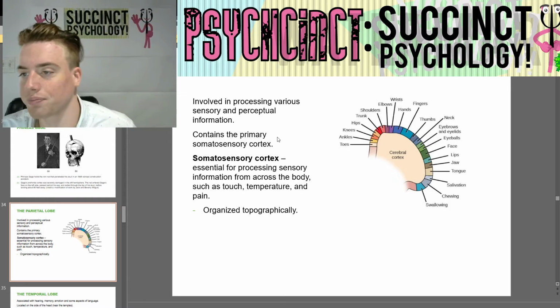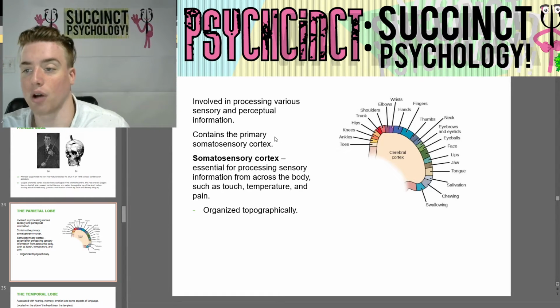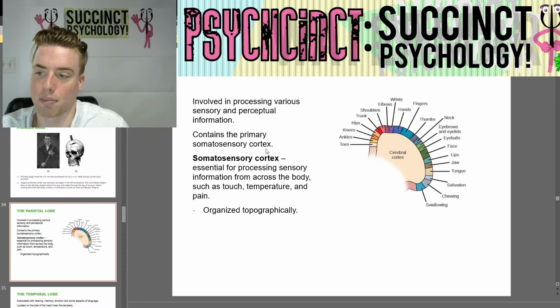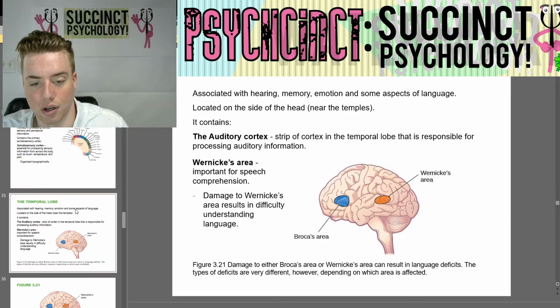So, continuing on, we have the parietal lobe. It is involved in processing various sensory and perceptual information. It contains the primary somatosensory cortex. Now the somatosensory cortex is essential for processing sensory information from across the body, such as touch, temperature, and pain, and it is organized topographically. So here we have a nice little visual of the cerebral cortex, and just going through all the different parts of your body. So we're going to wrap up this little part here.